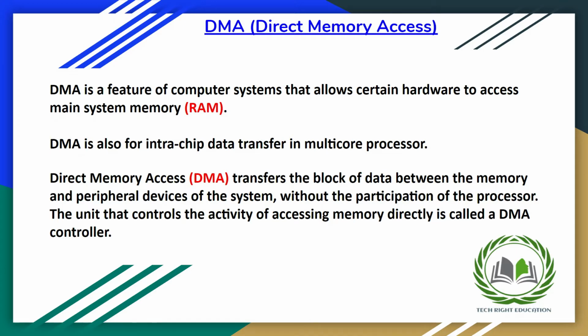So what does DMA do? DMA transfers the block of data between the memory and the peripheral devices of the system without the participation of the processor. And the unit that controls all the activity of accessing the memory directly is called the Direct Memory Access controller, or we can say DMA controller.